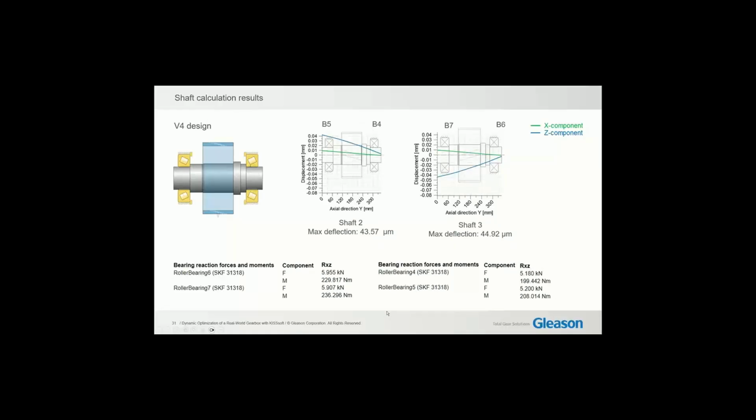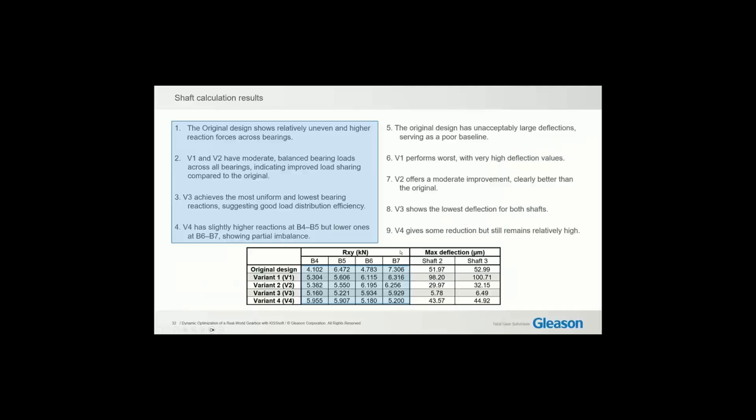And finally, when we go to design V4, we see compared to V3, the deflections are even higher, even though we added the axial offset. This is the effect of this setup, since here we deal with an O setup and the direction of the force on the bearing raceway is changed compared to the other design variants. So we see also this difference. Here in this slide, I just summarized the results.